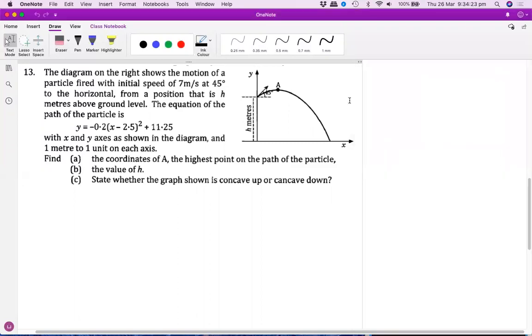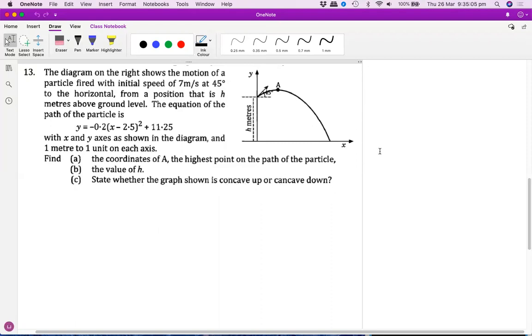The diagram on the right shows the motion of a particle fired with initial speed of 7 meters per second at 45 degrees to the horizontal from a position that is h meters above ground level. The equation of the path of the particle is shown here. I'm not going to read that out. You can see that, with the x and y axes shown in the diagram. So this is basically a general picture of what it looks like. We're going to find the coordinates of A, which is the highest point on the path of the particle. We're going to find the value of h. And we're also going to state whether or not the graph is concave up or concave down. Sorry, there's a little typo there, by the way.